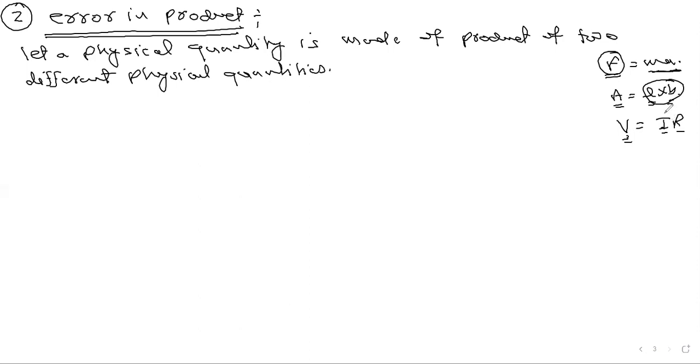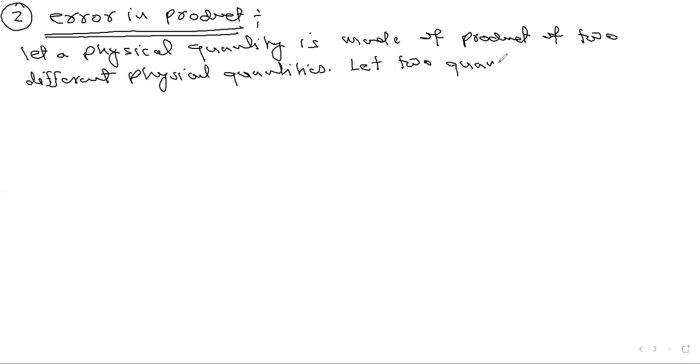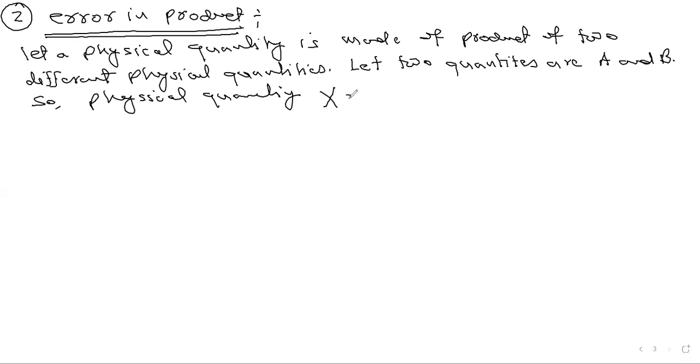Got it? Now if I make an error in one and an error in the other, obviously the result will also be erroneous. Clear? So suppose let the quantities be A and B. So the physical quantity X is equal to the product of the two. Equation number 1.